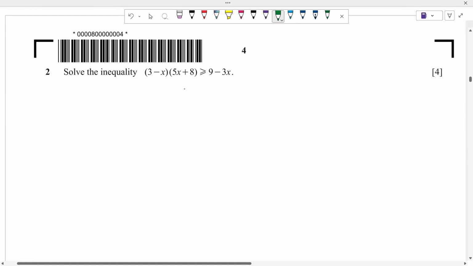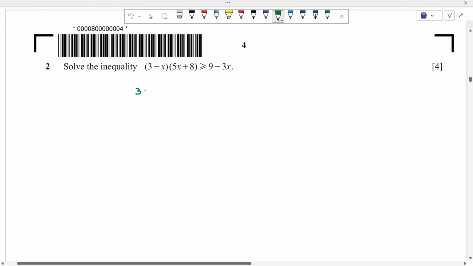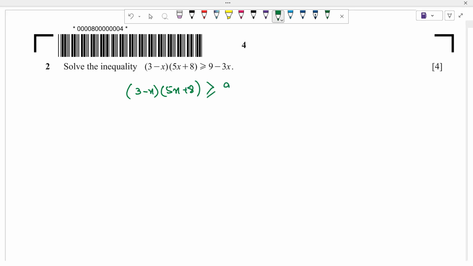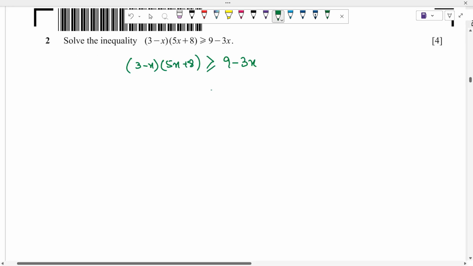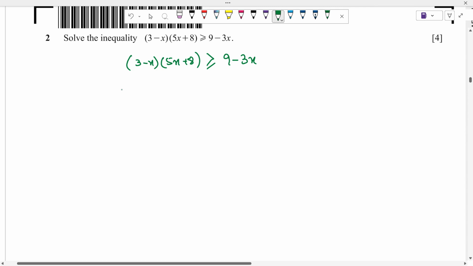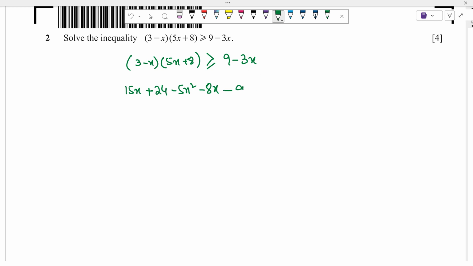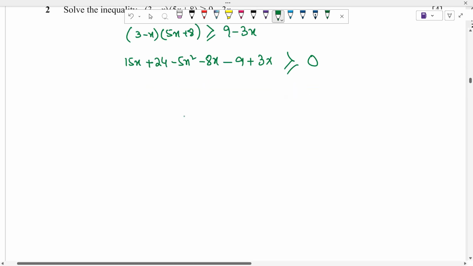Solve the following inequality. Okay, we have the inequality which is (3 minus x) times (5x plus 8) is less than or equal to 9 minus 33x. So first we will multiply here. 3 times 5x is 15x plus 24 minus 5x square minus 8x, and switching left and right terms, on the left side we will have minus 9 and plus 3x and this one will be greater than or equal to 0.